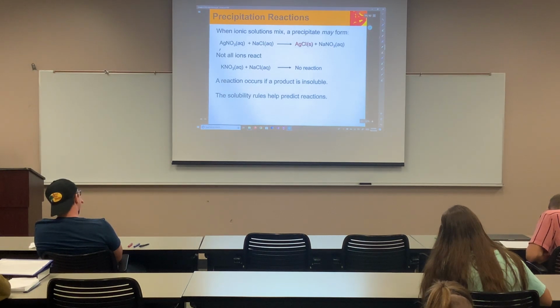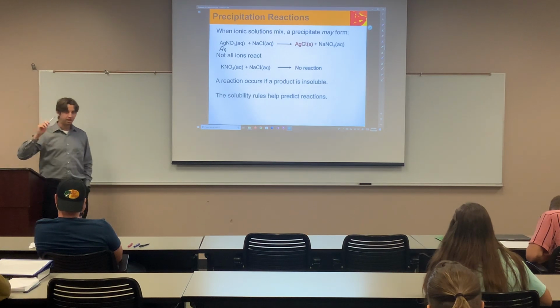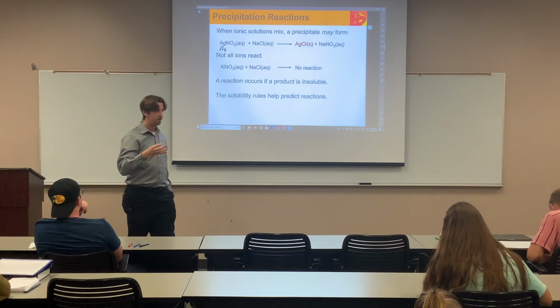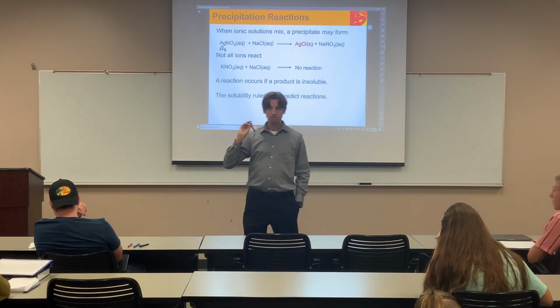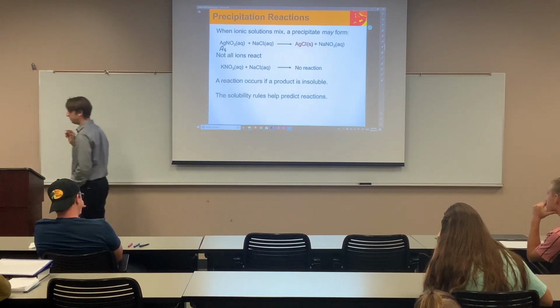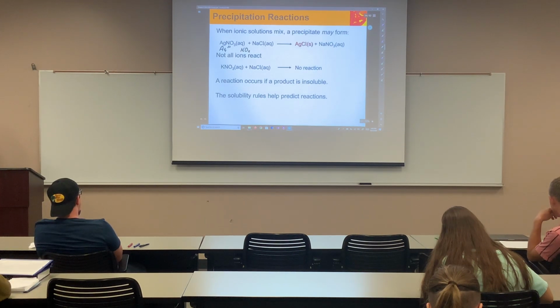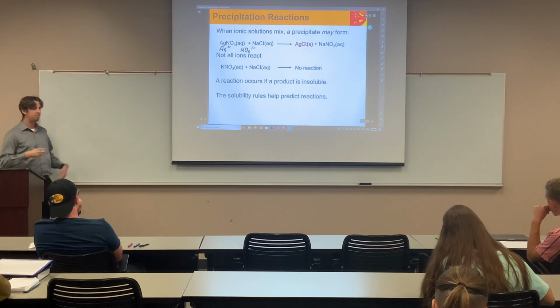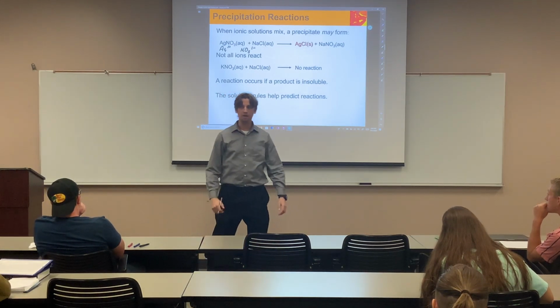Which means it will make a silver ion because it's an ionic compound. Got it? What charge does my silver have? 1 plus. And I'll also make a nitrate ion. You guys with me? So they separate out.